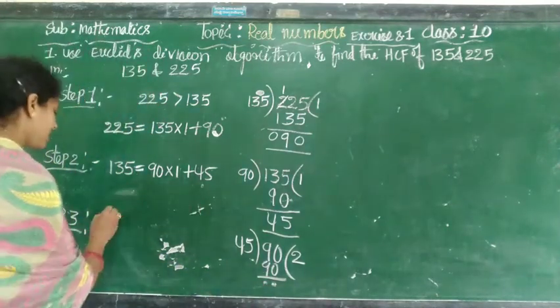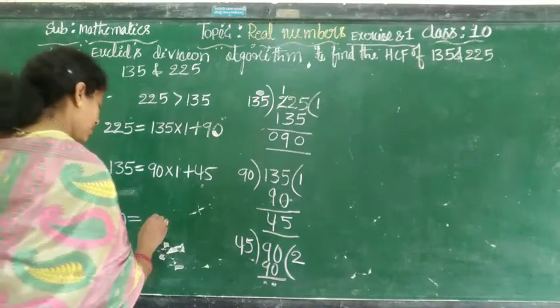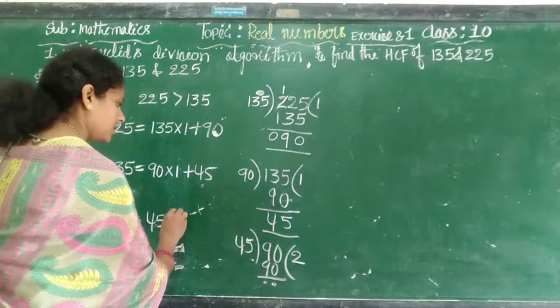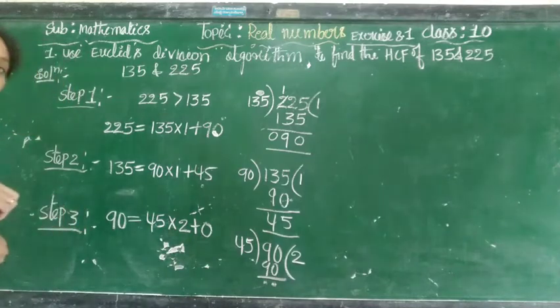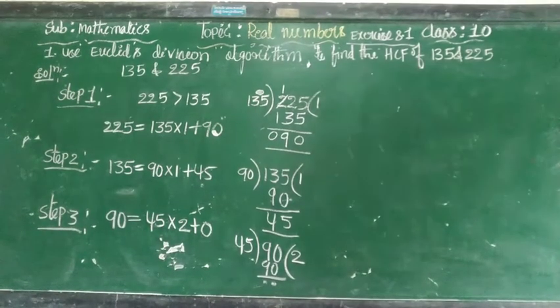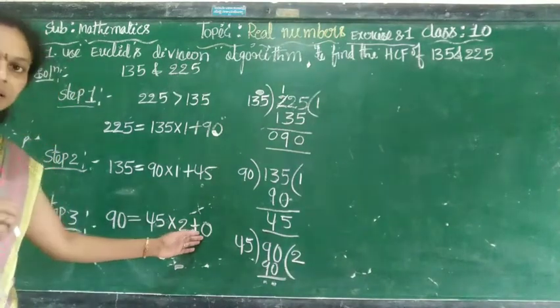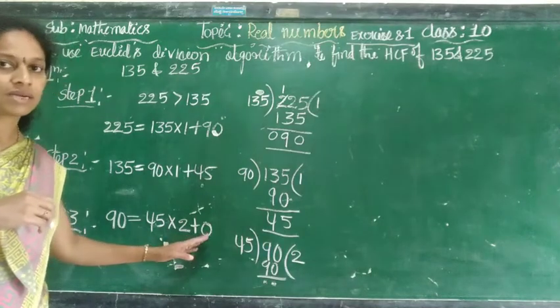So we write 90 is equal to 45 into 2 plus 0. So 45 into 2 plus 0, the remainder will be 0. So the process will not continue.